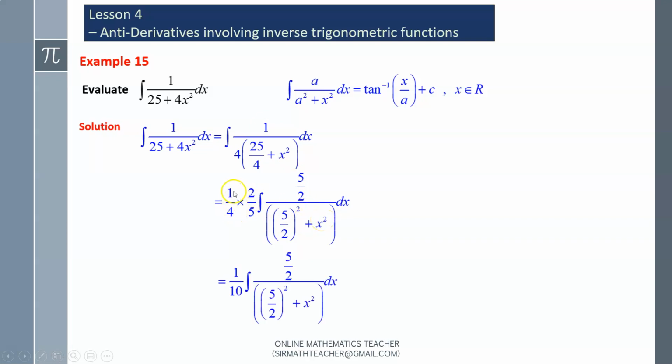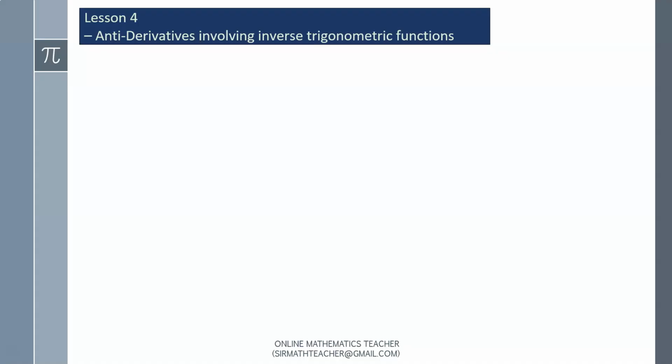Simplifying it again, 2 over 20 is 1/10, a over a squared plus x squared, which is 1/10 arctan 2/5 x plus c. Now, before you think something's gone wrong, a was 5 on 2. And if you have x divided by 5 on 2, you're going to get 2/5 x. This is a bit trickier, this one. And that is our last example, which finishes our lesson 4 on antiderivatives of inverse trig functions.